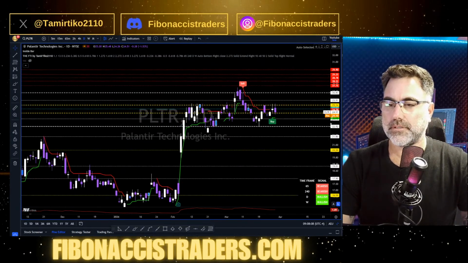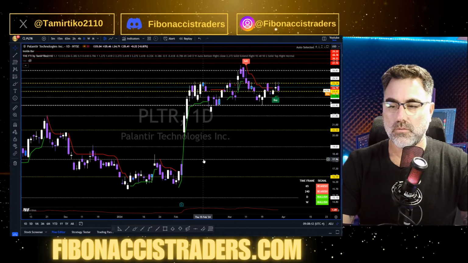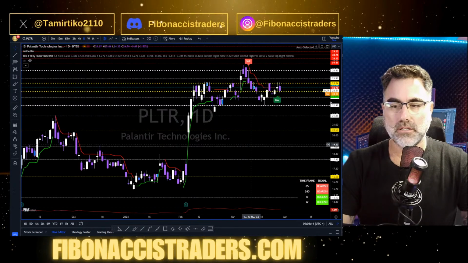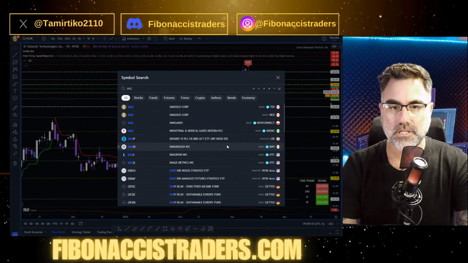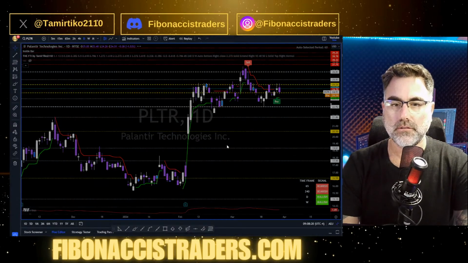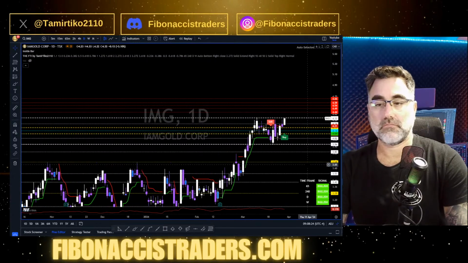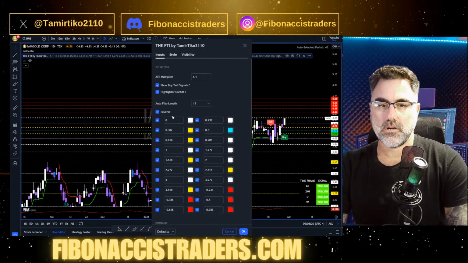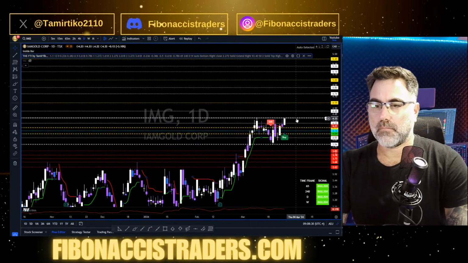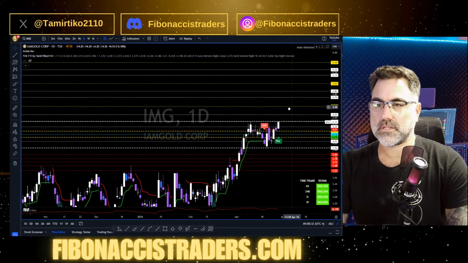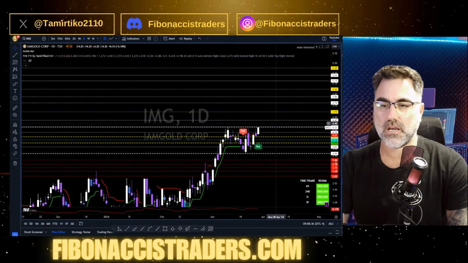Sideways move. Below 2290, you will see 18 to the downside, this gap. IMG. What is IMG? I am gold. Looking good. Above the 434, you will see 460 and maybe 540. Looking good. Your stop should be just below the yellow zone.